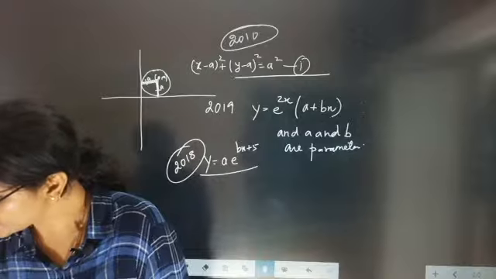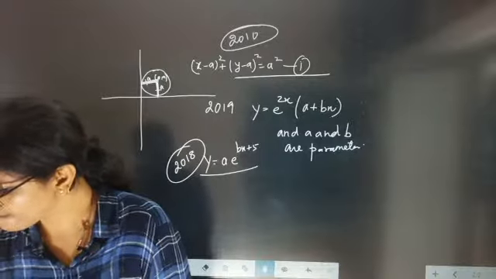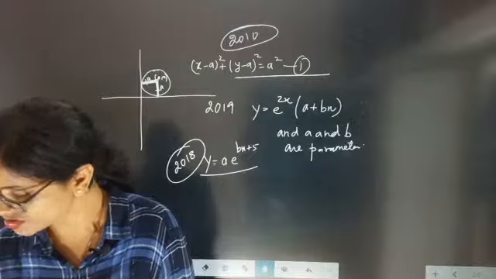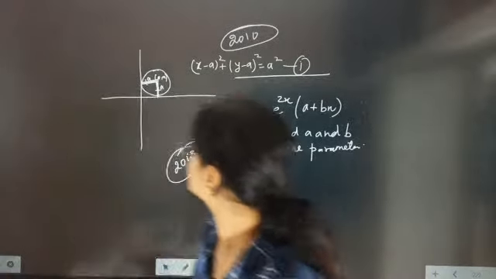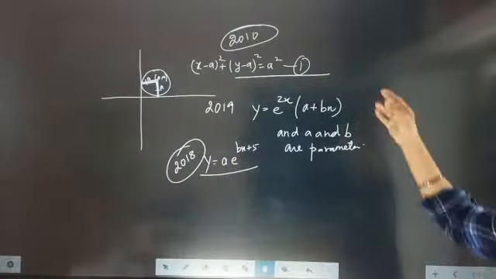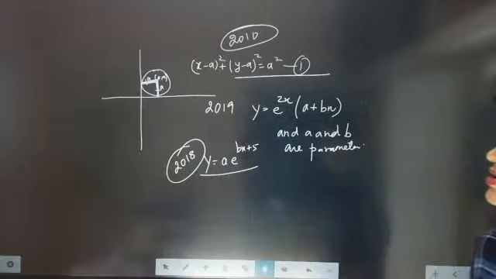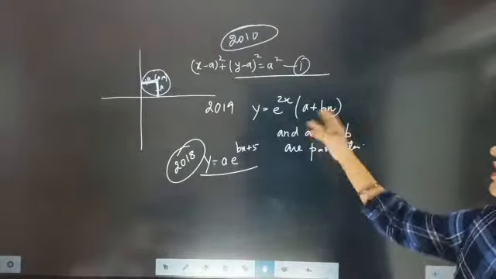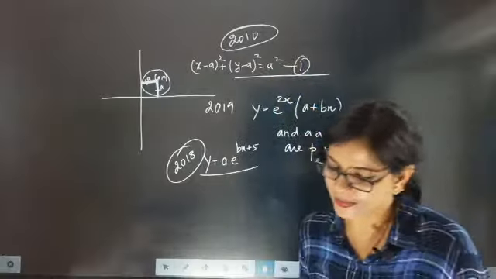And one important question is still there. Okay, 2017, at the time of revision we will do. So these 3 questions, come on, try and solve these 3 questions, this 2010, 2019 and 2018. You have to remove parameters. Here A and B are parameters, here also A and B, here only A is the parameter.